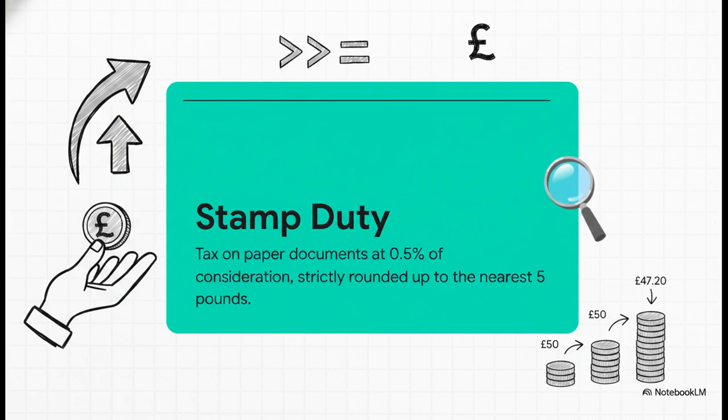You must strictly round up to the nearest £5. So think about it like this. If your calculation gives you £47.20, you must round that up to £50. If it gives you exactly £50, it just stays at £50. But if it calculates to even £50 and 1 pence, you are forced to round all the way up to £55. Pay super close attention to this when you're writing out your workings.